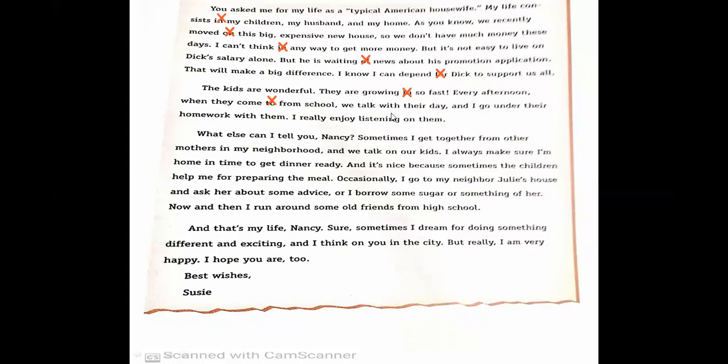Mister, we can complete "about". We talk with their day, so it would be wrong. We talk about their day. Okay, and this one we can say, when they come back from school. Instead of "come to from", it would be "come back from school". Not "come to". When they come back from school, we talk about their day.